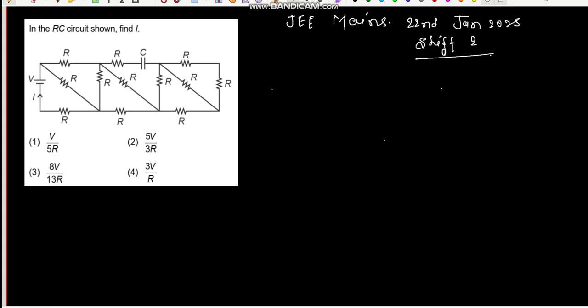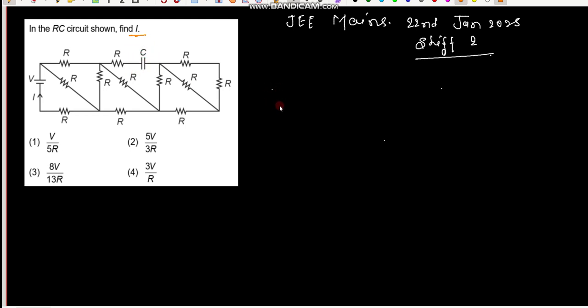What we have in front of us is an RC circuit. We have to find out the value of I here. The important point is the value of I, as you can see. Here we have a capacitor. In the RC circuit shown, find I. So how to figure out I? In the circuit we have resistors, a battery, and a single capacitor somewhere here.